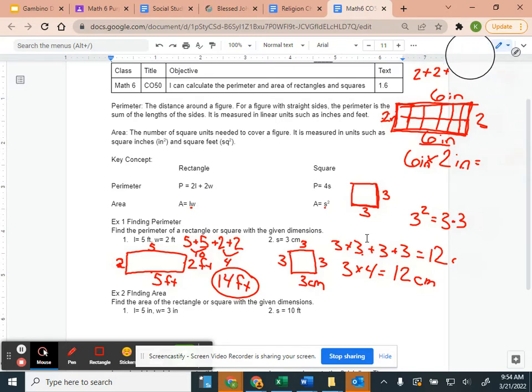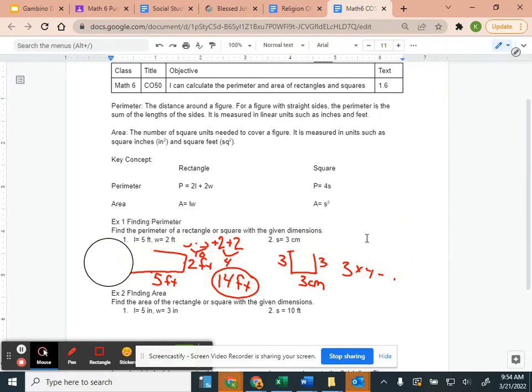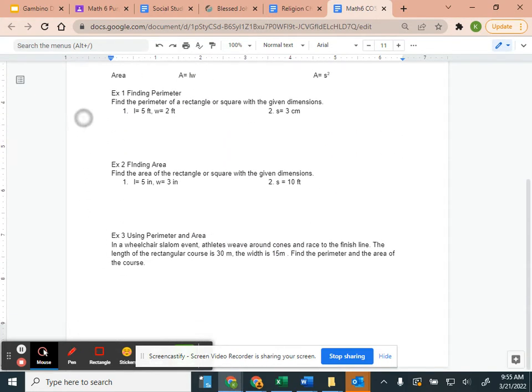All right, let me scroll up. Finding the area. So remember, finding the area is length times width. If it's a square, it would be side squared. So our first rectangle has a length of 5 inches and a width of 3 inches. How do I find my area, Aiden?